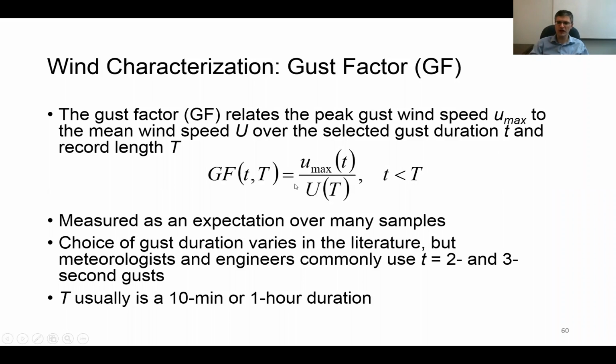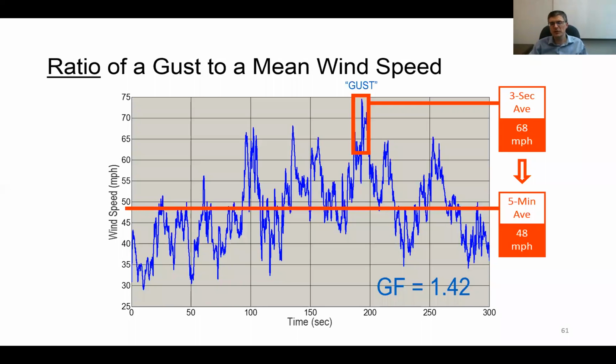The choice of what the gust duration would be, typically for wind engineering, we usually use, again, a 3-second gust to be consistent with ASCE 7. And the duration in which you seek a single gust, the capital T, is usually 10 minutes or 1 hour, depending on your purposes. So here's a plot of what's going on.